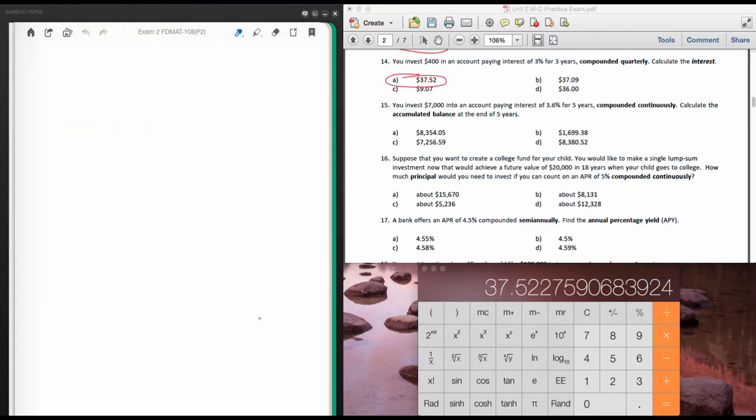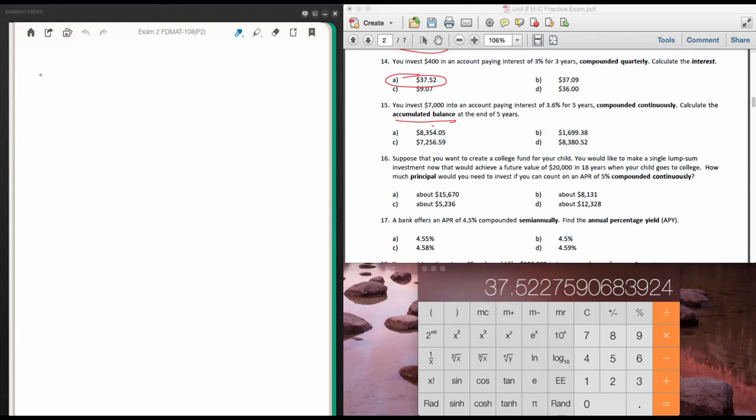So let's go ahead and clear out the page and start. We invest $7,000 into an account paying interest of 3.6% for 5 years, compounded continuously. We want to calculate the cumulative balance at the end of 5 years. So we're looking for the cumulative balance, the whole thing, not just the interest.